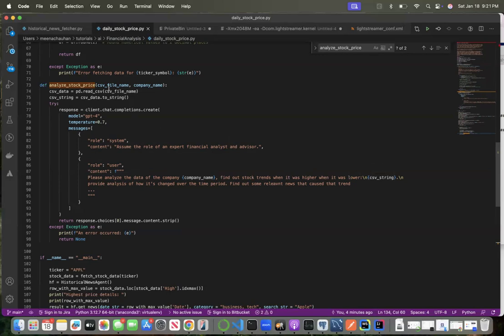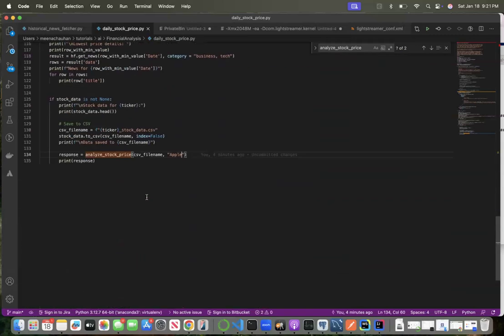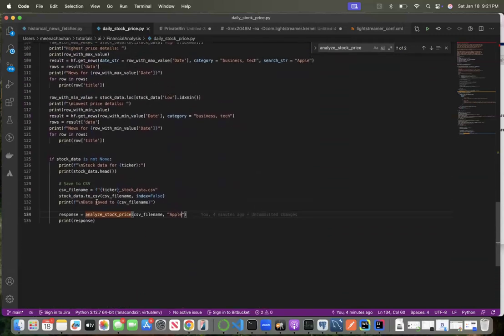Now, what is the CSV string? You remember in this, we create a CSV file and save all the data. We just print the head, which is the top 5 rows of the CSV file. But the entire data, the entire 150 days of stock price, is stored in the ticker stock price data file. That file name, we pass it.